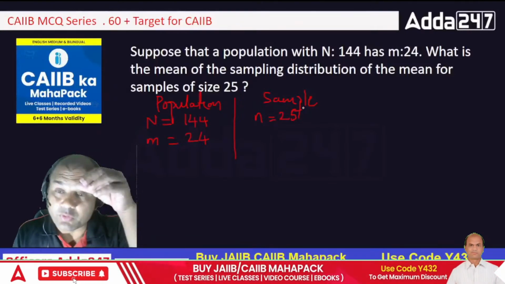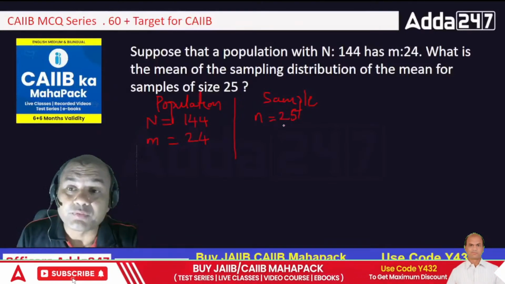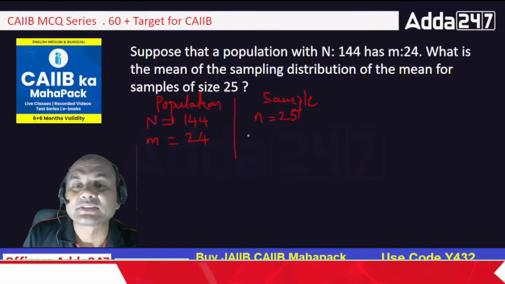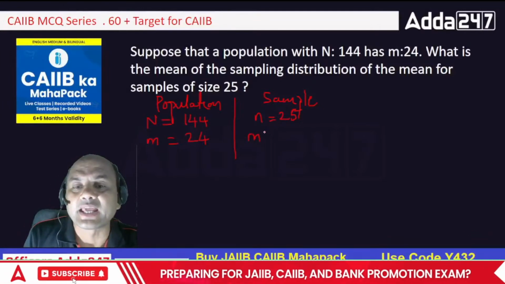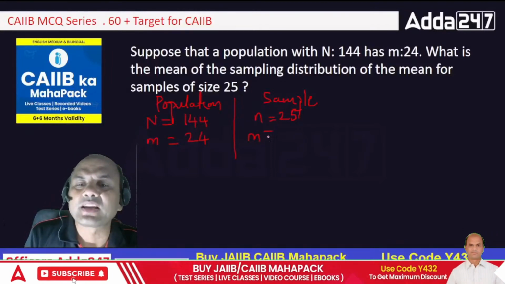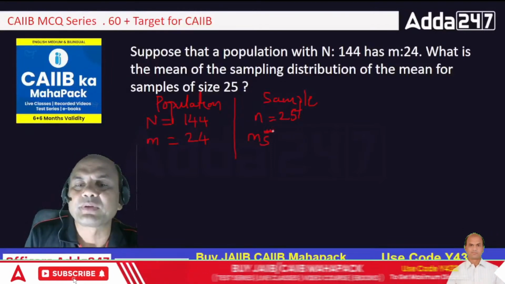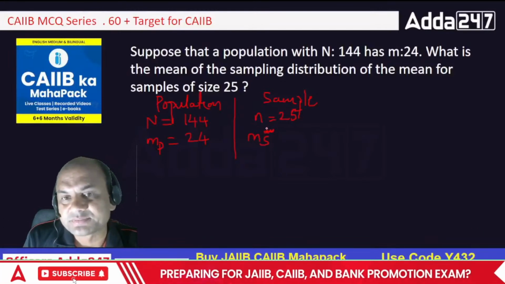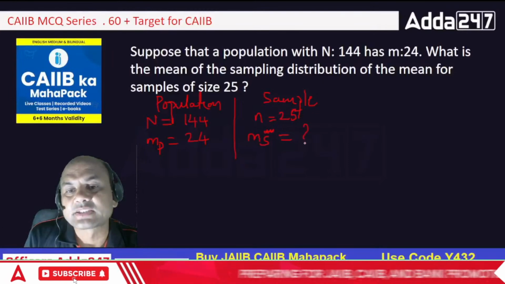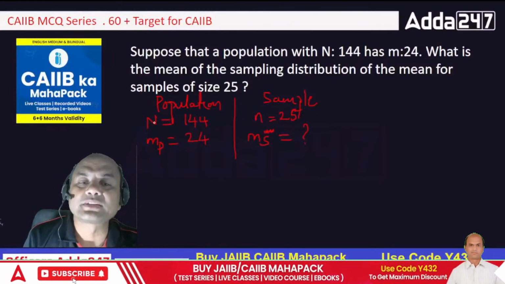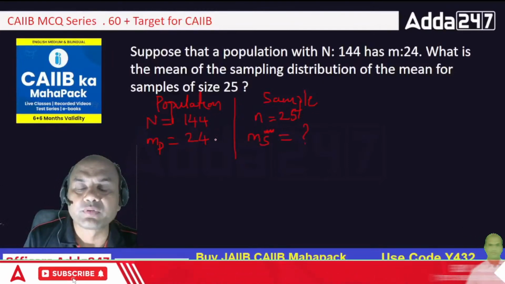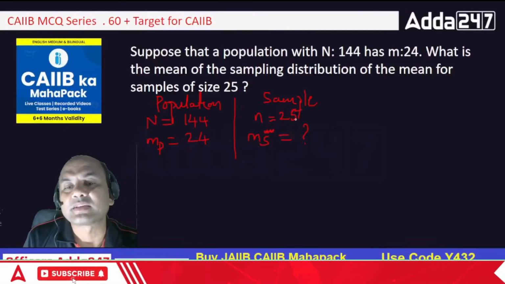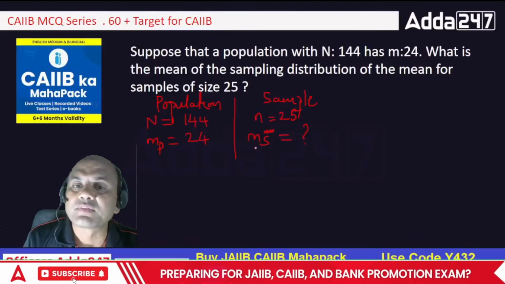But what do I want now? I want the mean of this sample, so I'll call this M dash, or I'll call it MS, the mean of sample, because this is MP, the mean of population. So MS equals what? This is the question. If the population is 144 and the mean is 24, and the sample size is 25, then what is the mean?